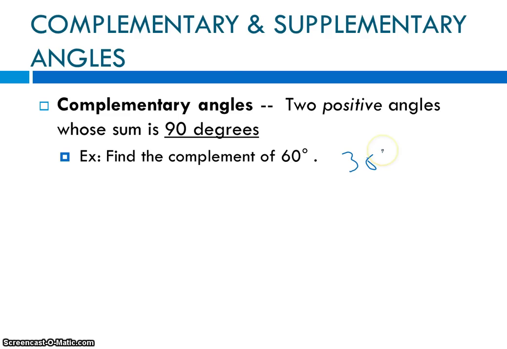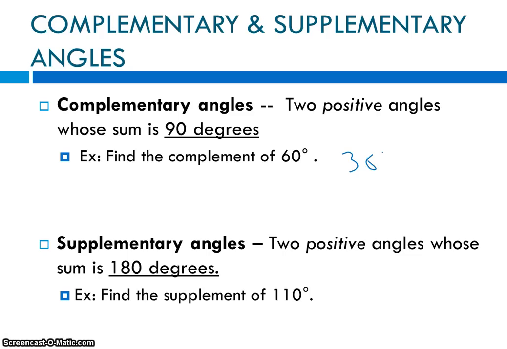So we also have supplementary angles, and supplementary angles are the ones that sum to be 180 degrees. Sometimes people get complementary and supplementary angles mixed up, but complementary and supplementary are in alphabetical order, and then 90 and then 180 degrees go numerically in order. So if we want to find the supplement of 110 degrees, we subtract 110 from 180, and you get the supplement, which is 70 degrees.